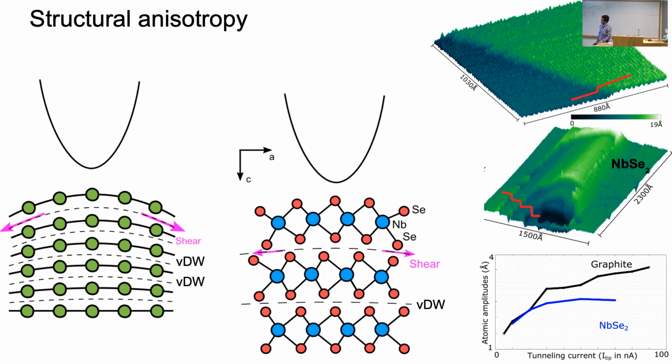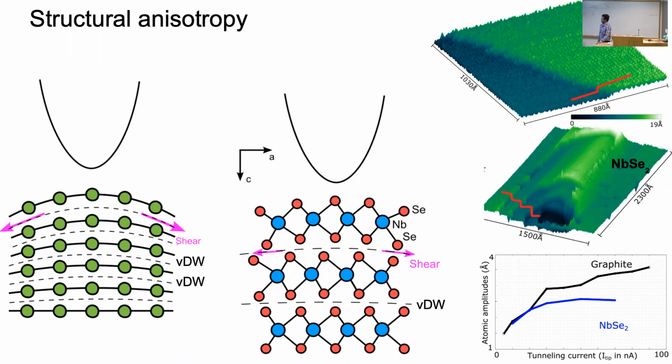Whereas in the case of graphite, since it's lighter, there will be lesser shear force. So there will be a less restoring force involved in the case of the graphite. And so that's why we observe that graphite gets deformed by a larger amount than niobium diselenide. And so this kind of brings us to the end of the step story.